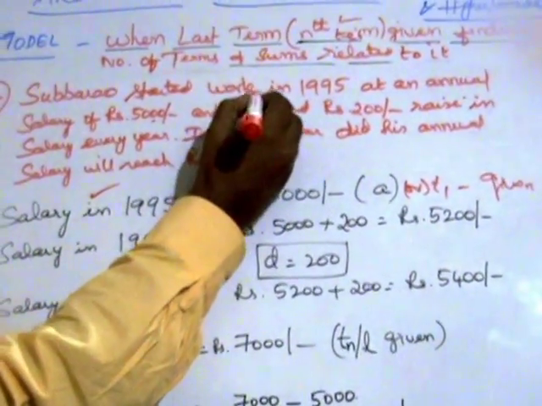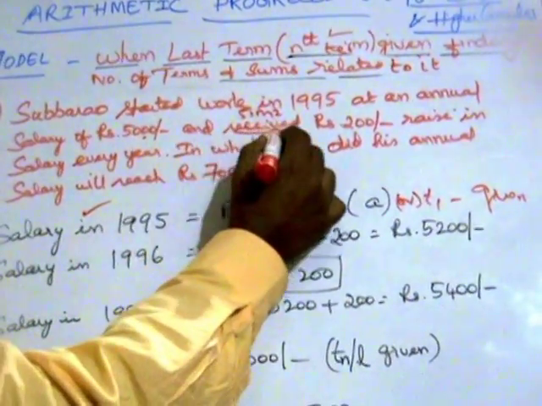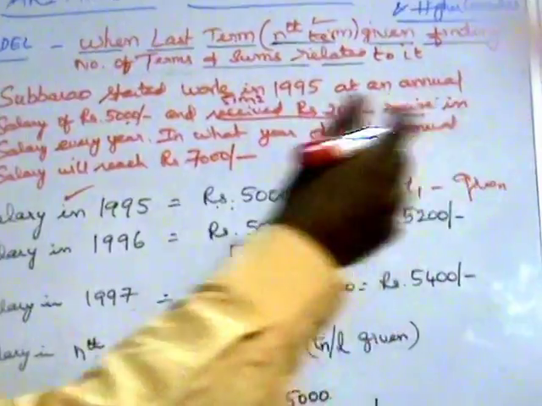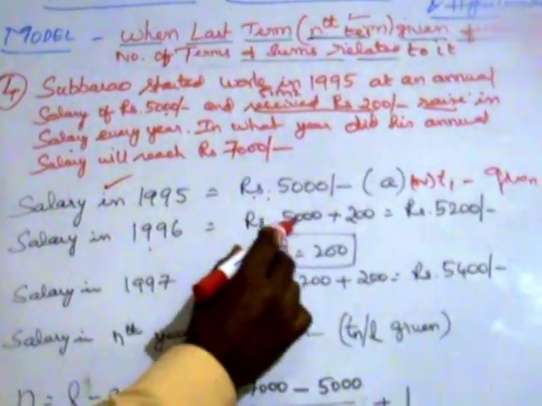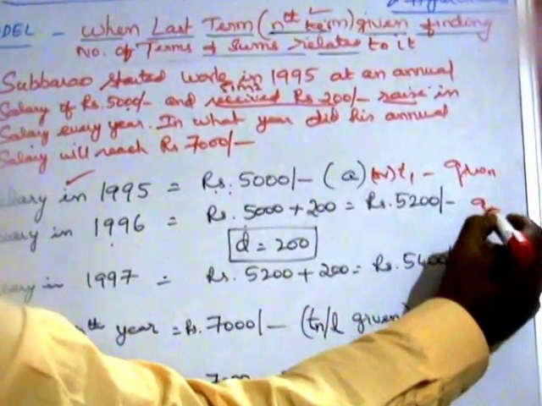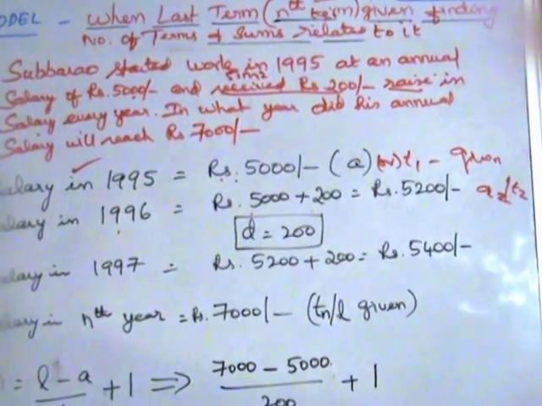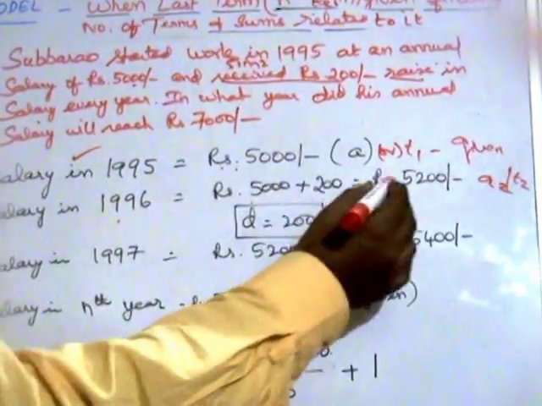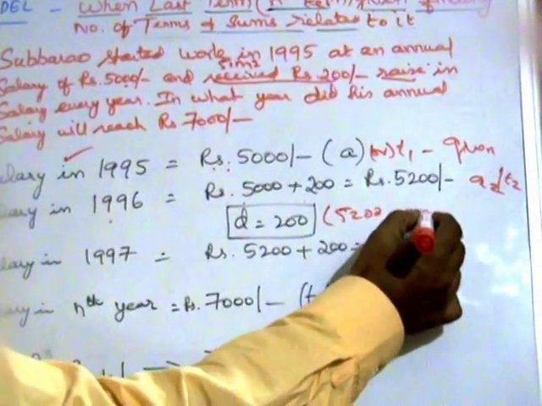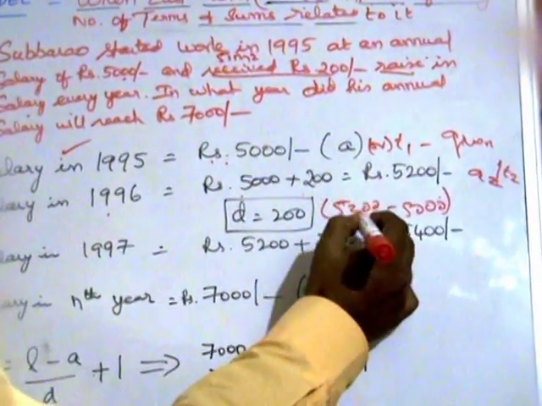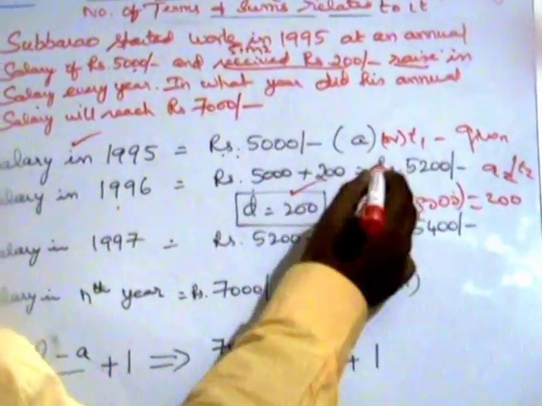And statement 2 says received rupees 200 raise. Raise means income, salary increase every year. So 1996 it's 5,000 plus 200. This is called A2, or you can call it also T2. So the common difference is nothing but T2 minus T1. Common difference is 5,200 minus 5,000, that is T2 minus T1 is equal to 200. That we got it here.